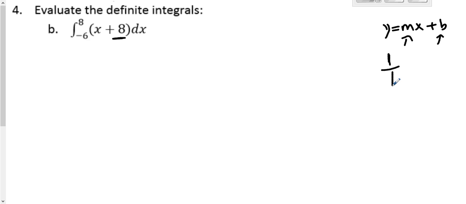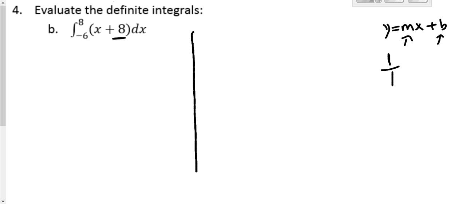The other thing is that these limits are relatively big. Usually we're only going from like -1 to 2, like the last one, or -2 to 1. But this is -6 to 8. So we're going to need a rather large graph for this. So just heads up if you're writing this on your paper.